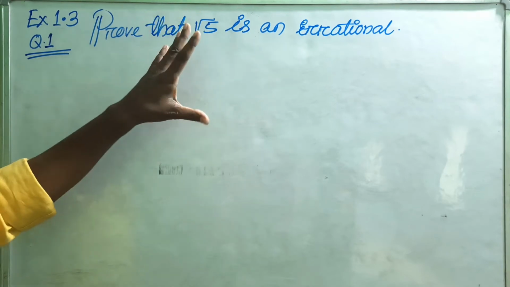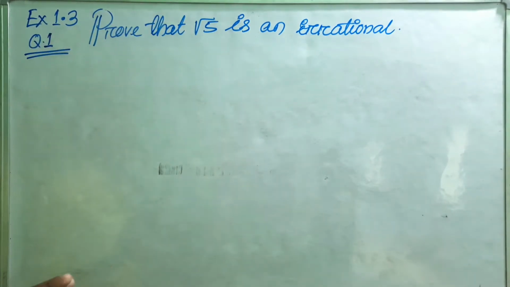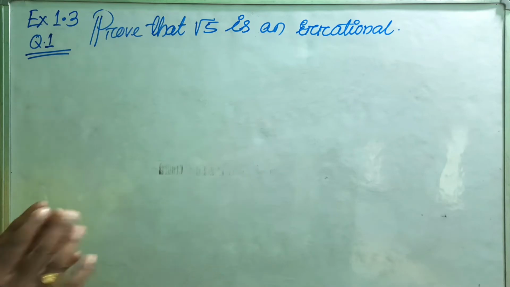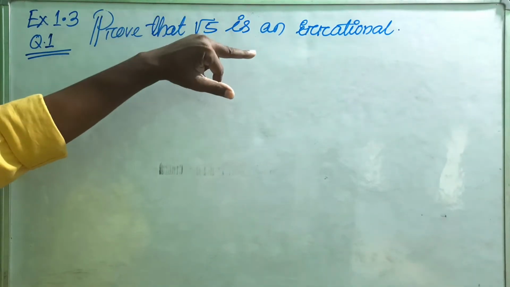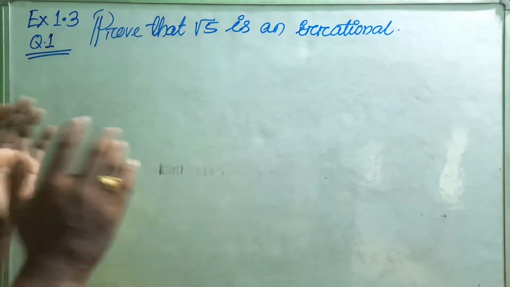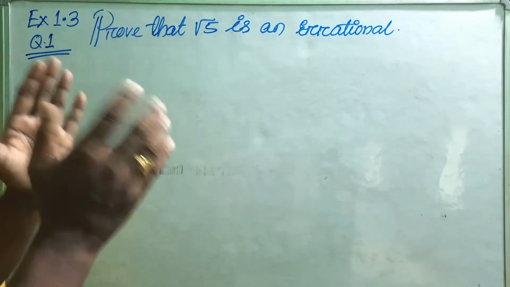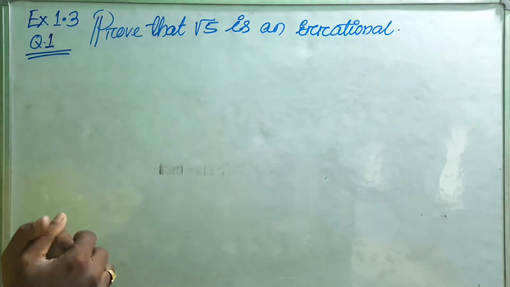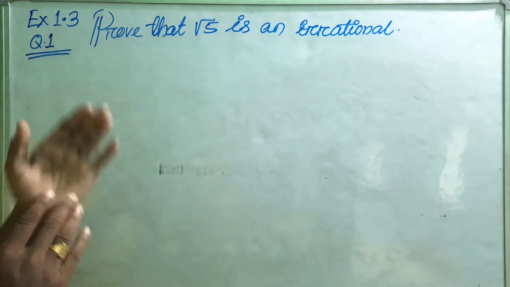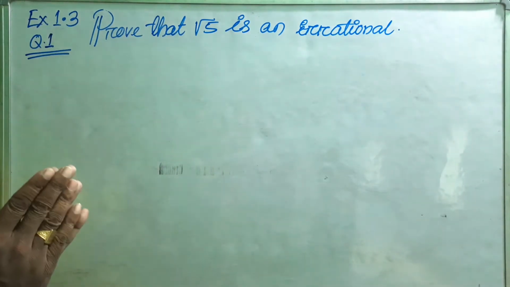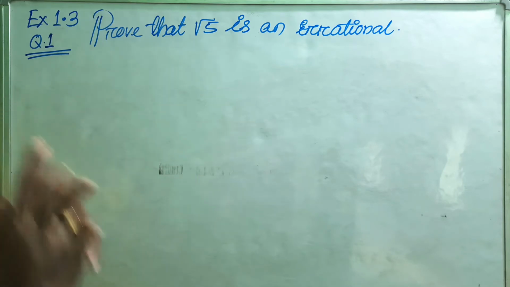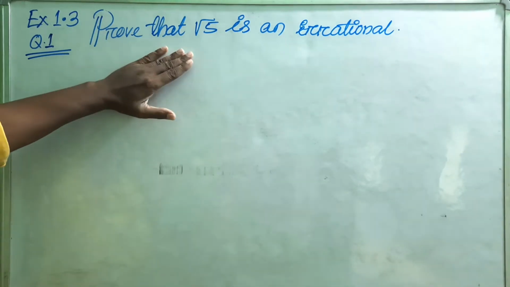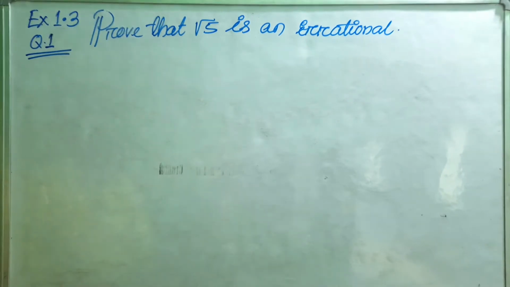Everybody knows that this type of problem can only be solved by the method of contradiction. So we will assume that root 5 is a rational number. You have to take its contrary, its opposite, of what we have to prove. We have to prove root 5 is not rational, so we will assume that root 5 is rational. Then we will proceed to prove this type of problem.